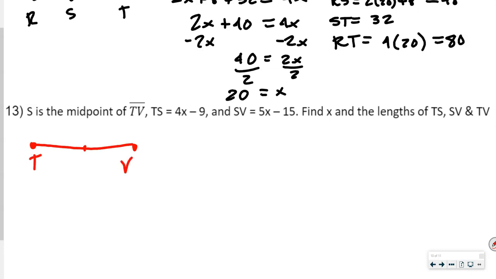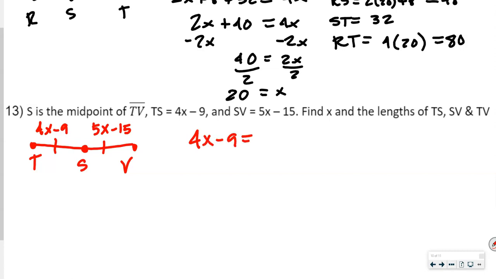TV, and this time we're going to put S, what we think is about the middle, and we're going to put tick marks on here immediately, okay? So it says TS is 4x minus 9, right? It says SV is 5x minus 15. So what does that mean if those two tick marks are on those segments? It means they are equal, right? So that's exactly how we're going to set this up.